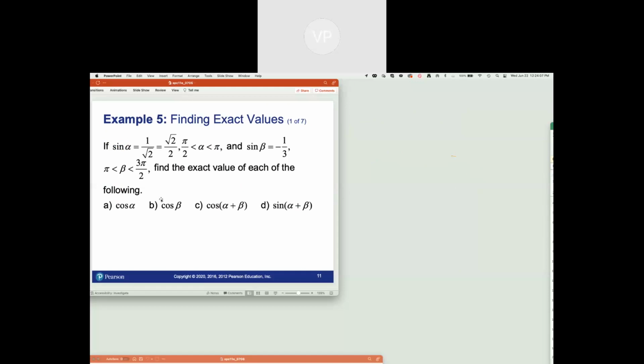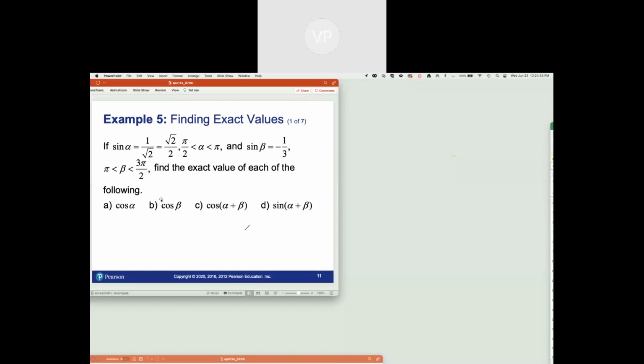They tell us the sine of alpha equals 1 over the square root of 2. Then they tell you that alpha is between pi over 2 and pi, in radians. Then they give us sine of beta is negative 1/3, and that's between pi and 3 pi over 2. And they want us to find all the following of these.